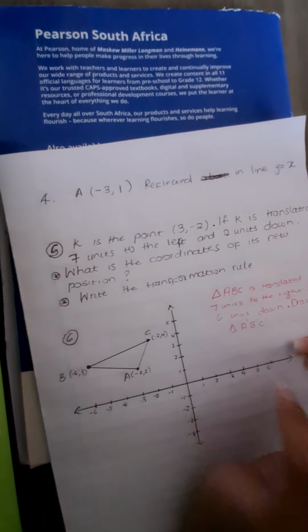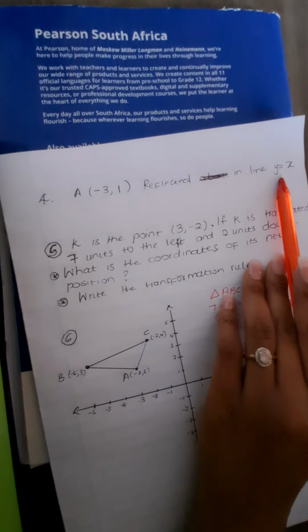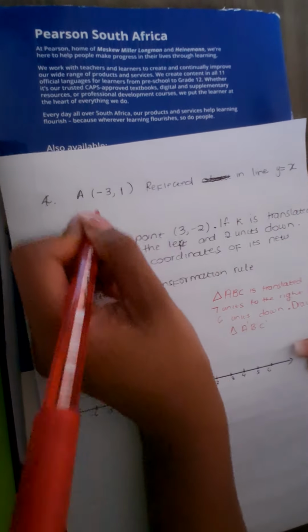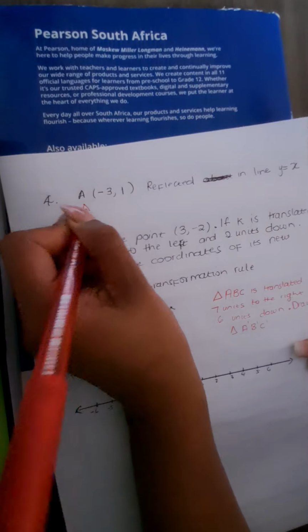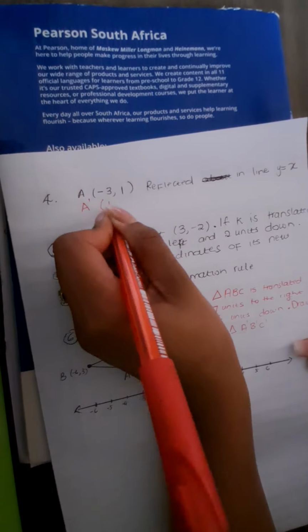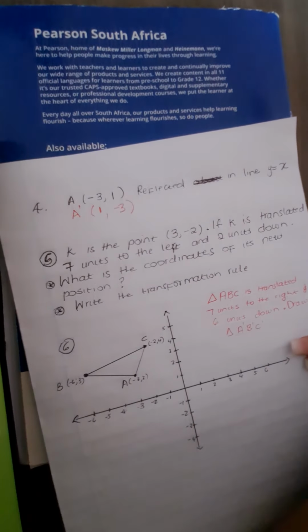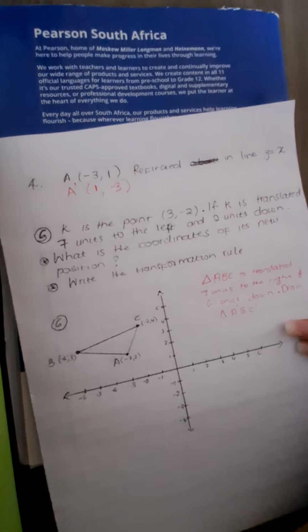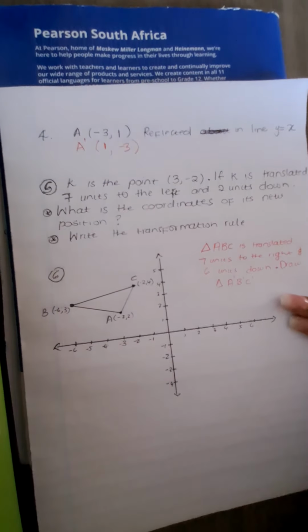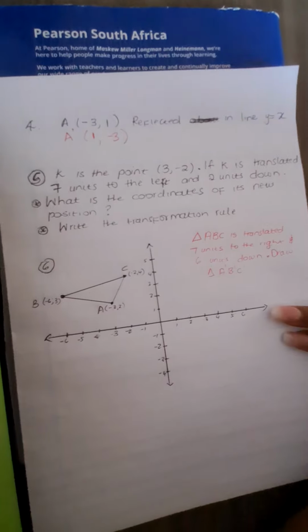If you remember, we said when they are reflecting this about the line y equals x, your coordinates just swap, meaning your new image of A prime will be +1, -3. So those two just swap. All right, and then we are having number 5.